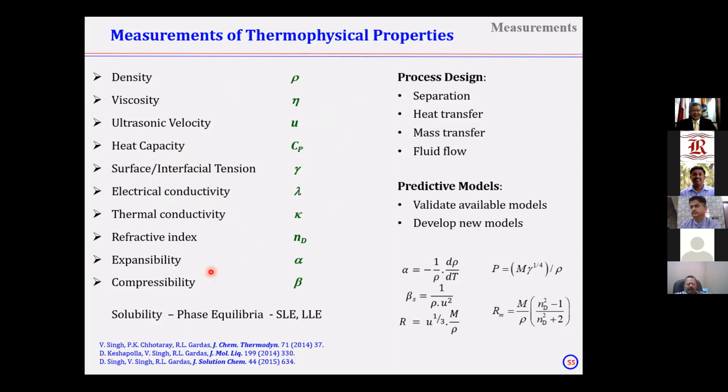And we also study their phase equilibria: solid-liquid, that is solubility, liquid-liquid miscibility, and vapor-liquid equilibria. All this data is used in process and product design. This will be an input parameter wherever a chemical engineer would like to do process and product design calculations for heat transfer, mass transfer, fluid flow, separation, and so on.